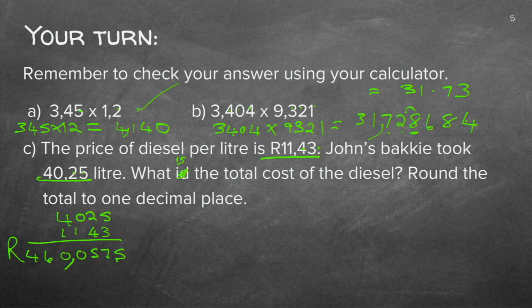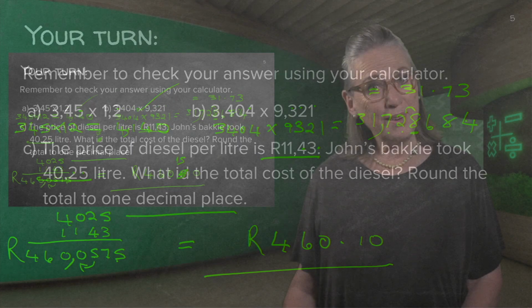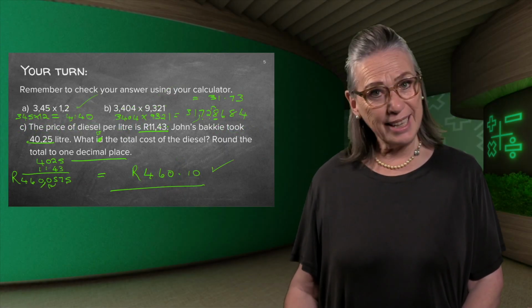460 Rand and 0575. So that's not the end of the question. Remember, they ask us to round it to 1 decimal place. So there, 1 decimal, we go to the second. We see that it's 5 and over, so we're going to increase the 10th by 1. So the answer would be 460 Rand and 10 cents. Congratulations if you've got this one correct.